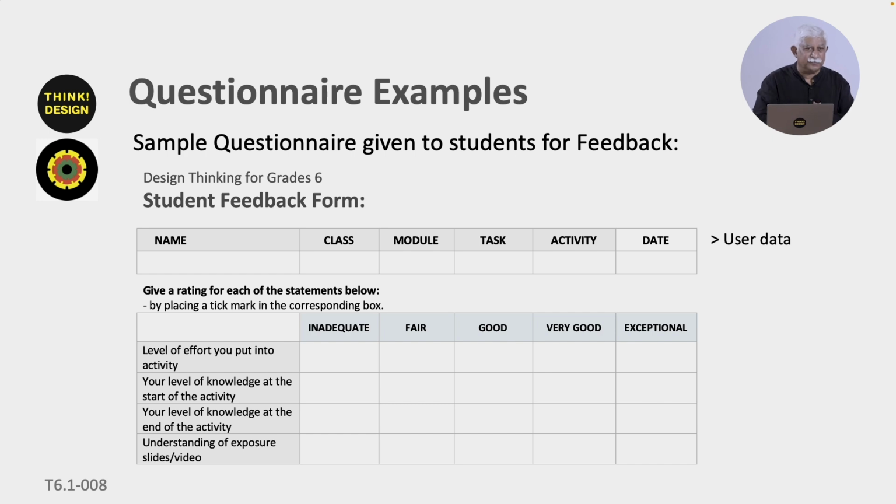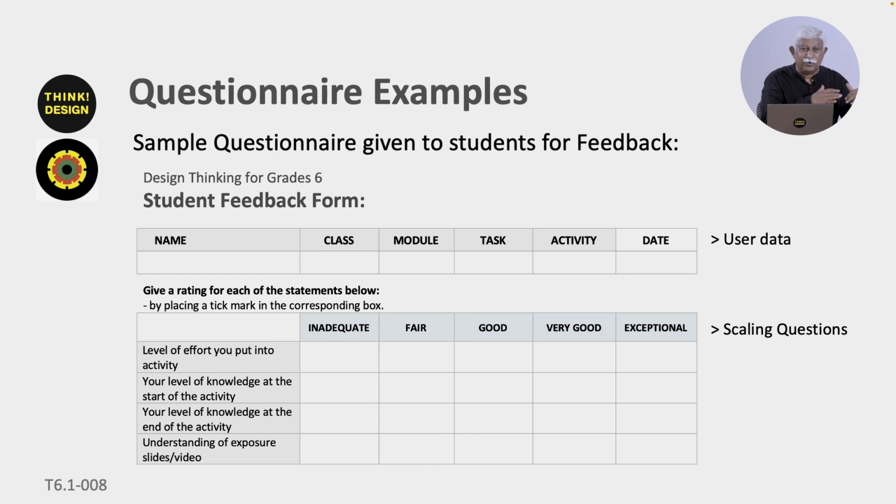Let's look at the next one. So it uses a rating scale. It's a scaling question. And if you look at it, there are 4 questions and the rating is that the student has to tick one of them. It's from inadequate to exceptional. So the in between steps are inadequate, fair, good, very good, exceptional. So, for example, you have level of effort you put into this activity. You have to put a tick mark in one of the cells over there.